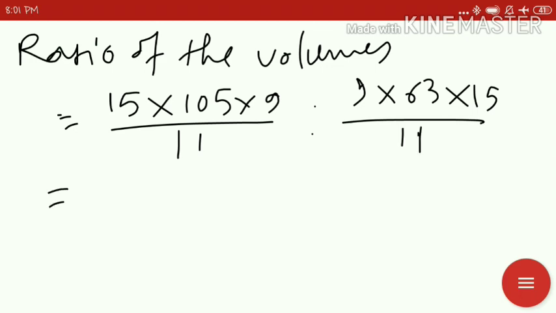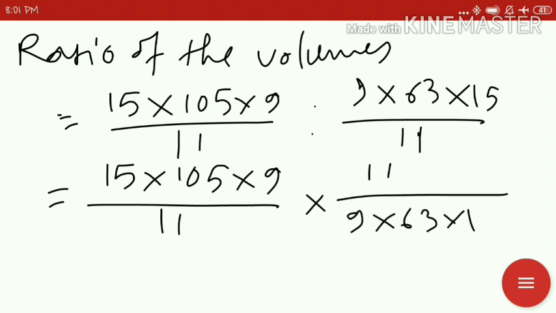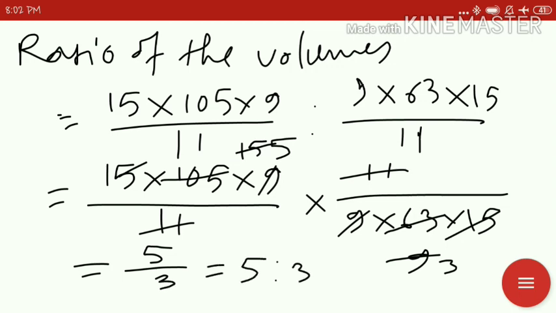That means if the ratio sign is going to transform into multiplication, it will just interchange the position of the numerator and denominator. 63 into 15. I hope you know that thing from the very early classes. Okay, now 7, 9, 7. If we cancel out, then you can get 15. 3 5s are 15 and 3 3s are 9. So 5 by 3. That means the ratio is 5:3. That's our answer. The ratio of the volumes is 5:3.